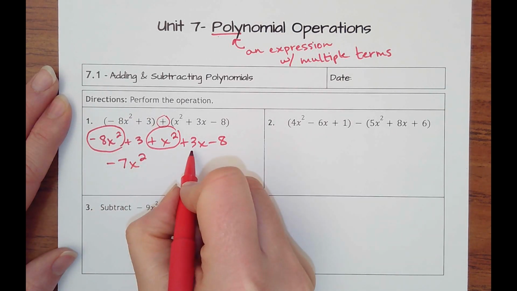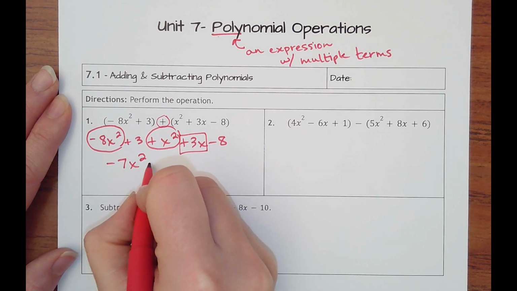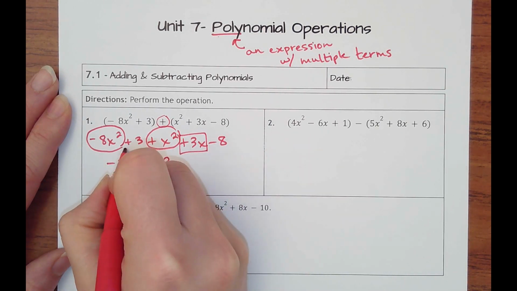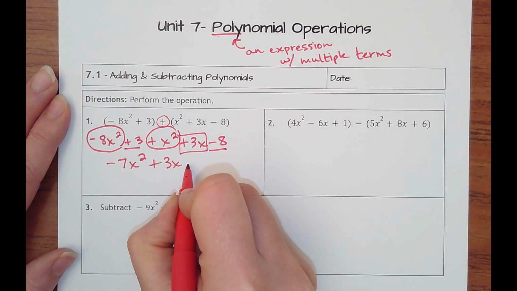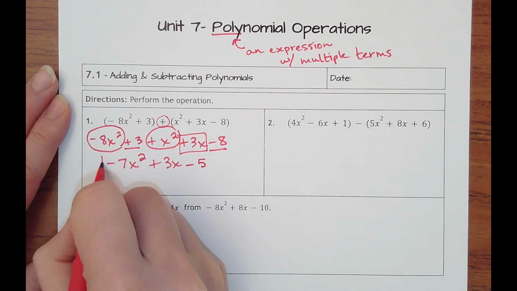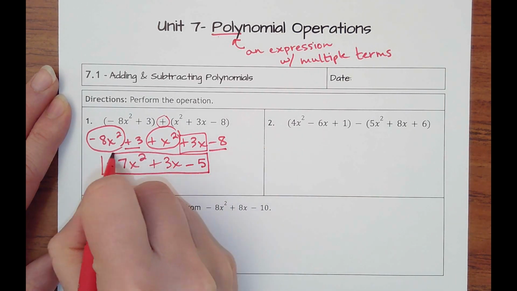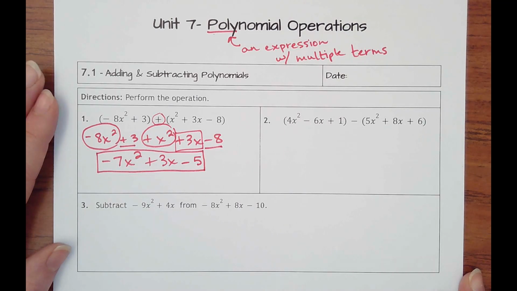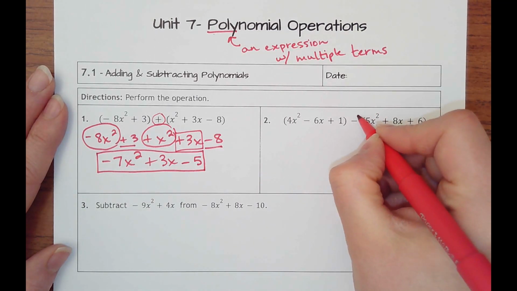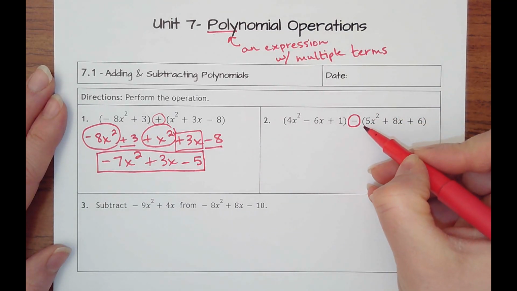Then we want our x terms. That'd be a positive 3x. And then we want to put our 3 minus 8 together, and that would be minus 5. That's all we can do because we have no more like terms. Right, number 2 is the same setup, except we have subtraction here.